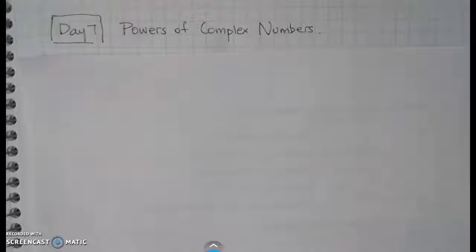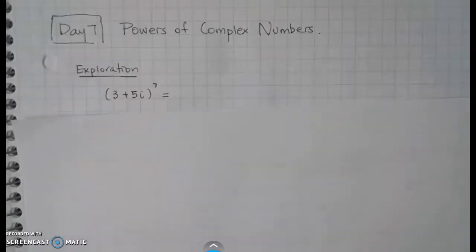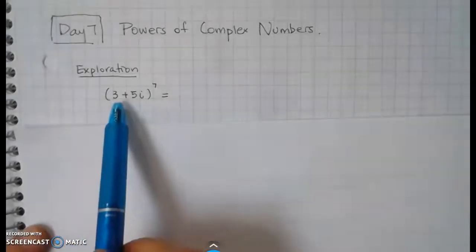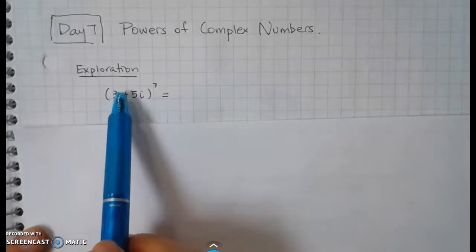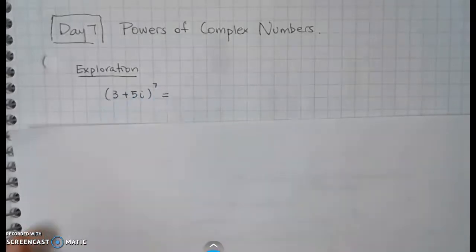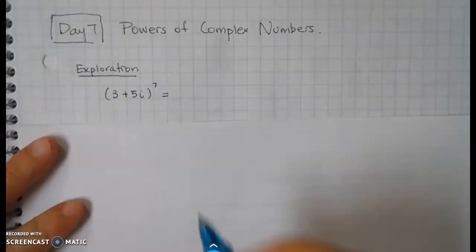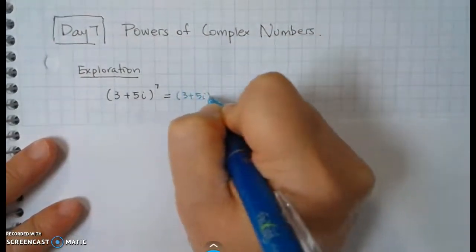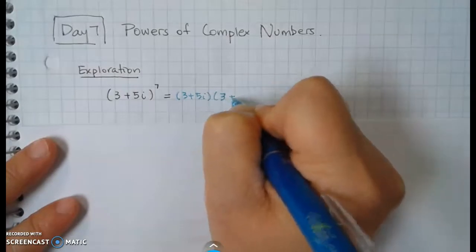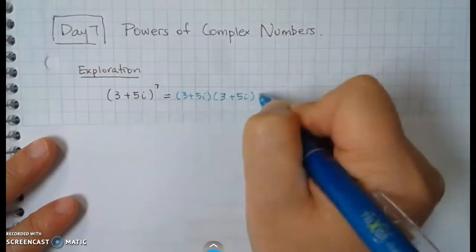Hello everyone, this is the first lesson recording for day 7 and we're going to be tackling powers of complex numbers. So to begin, we are going to start with exploration. Here I have a complex number in rectangular form. If I want to raise that to the power of 7, in rectangular form what it means is 3 plus 5i being multiplied by itself 7 times, right?